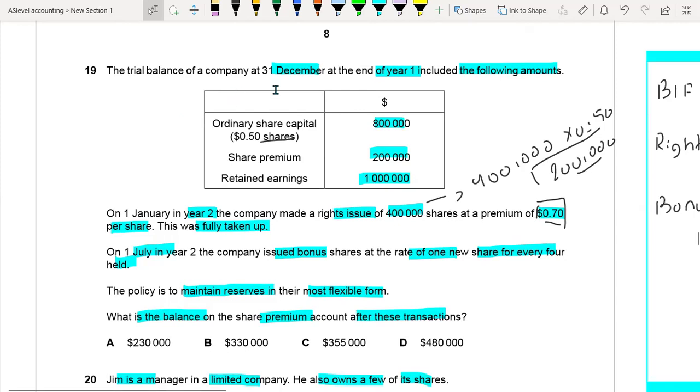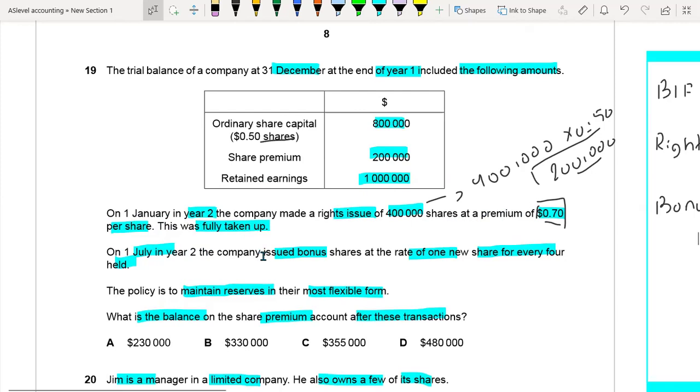Okay, so in question number 19, the trial balance of a company at 31st December at the end of year one included the following amounts. Ordinary share capital is 800,000, share premium is 200,000 and retained earnings is 1,000. On 1st January in year two, the company made a rights issue of 400,000 shares at a premium of 0.70 per share, and this was fully taken up.